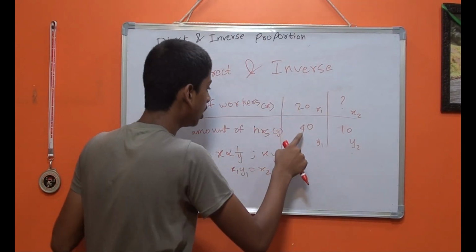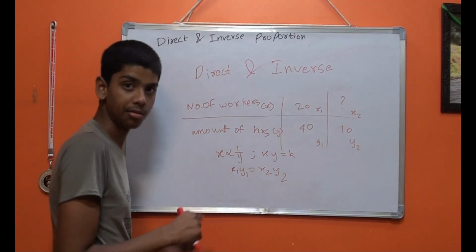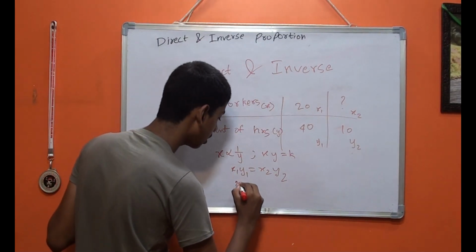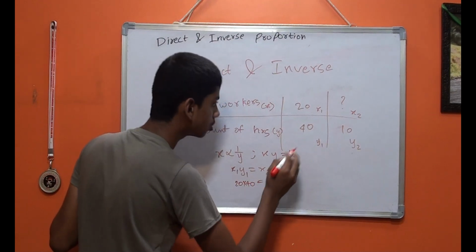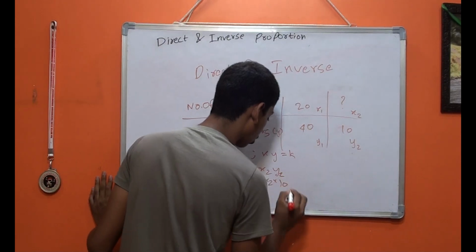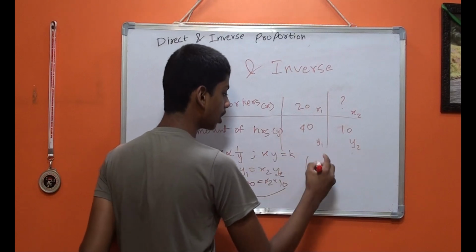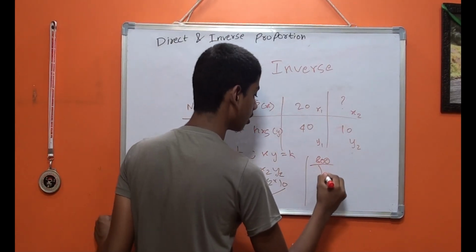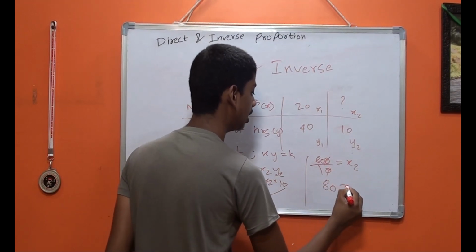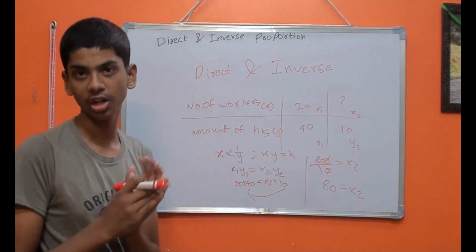Now here 20, 40 and 10. Before, we divided them; now we multiply them. x1 into y1 would be 20 into 40 equals x2, which we don't know, into y2, which is 10. Now we transpose the 10 to this side, then 20 into 40 is 800 by 10 equals x2. Cancelling the zeros, we get 80 equals x2. Now if there are 80 workers, the work will be completed in 10 hours.